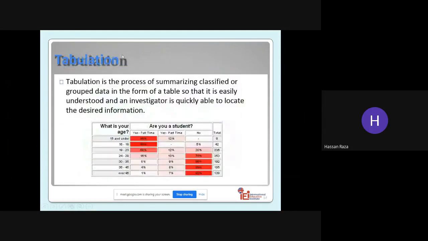The next one is the tabulation. Tabulation is the process of summarizing classified or grouped data in the form of a table, in the form of rows and columns, so that the whole data can be represented in a certain number of classes. And likewise, here is the distribution depending upon their age groups. And we have certain age classes like 15 and below 15, 16 to 18, 19 to 23, and so on. All your students and all this information are represented in the form of a table.